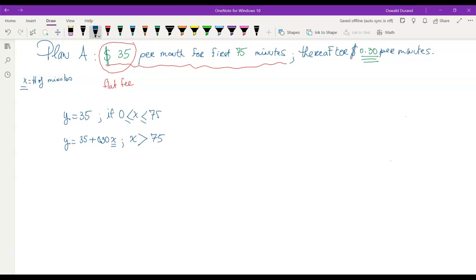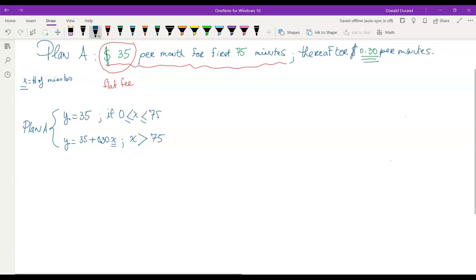Okay? So basically the representation of plan A has two equations, but for different time intervals. So plan A is being represented in two time intervals. All right. So graphically, what does that mean?